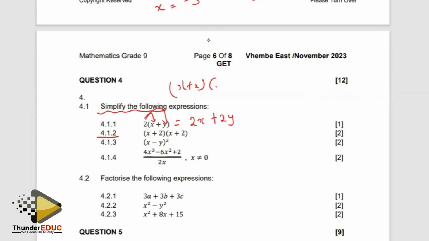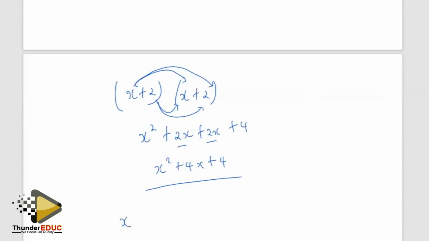Then x minus y squared. Okay. X minus y squared. This is 4.1.3.